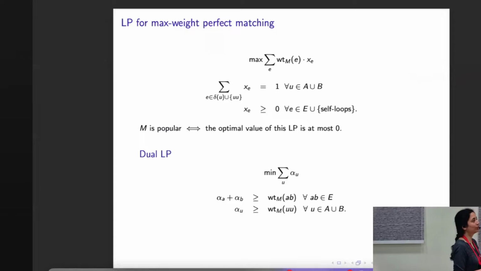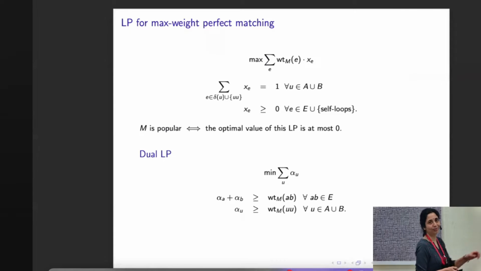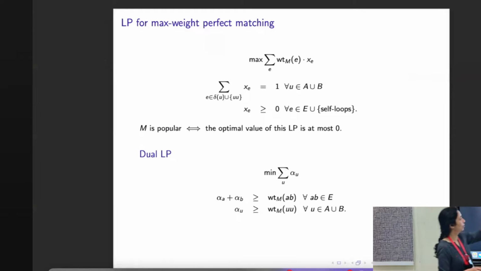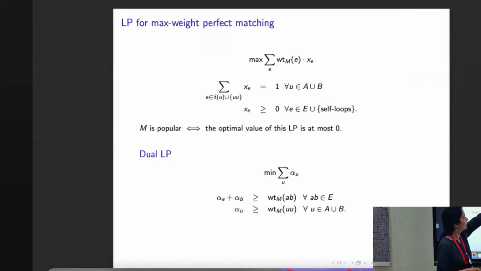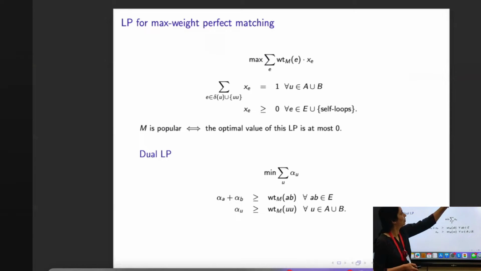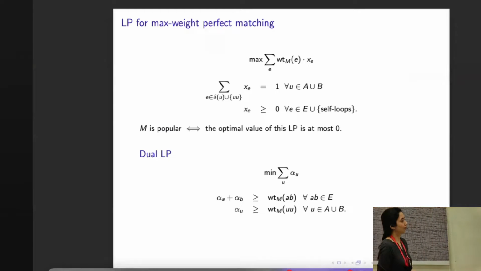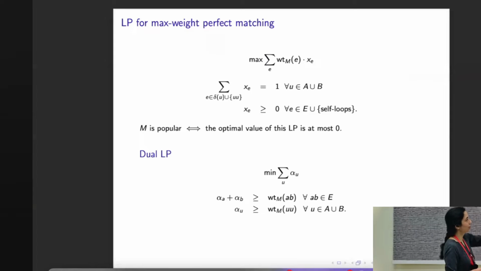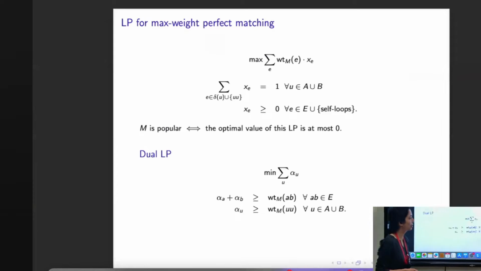Yeah, so let's look at the dual LP. So are all of you comfortable with writing the dual LP? So we need to introduce dual variables, one for every constraint here. Let's not bother about the non-negativity constraint. So the dual variables are one for each of these equalities. Alpha sub u is a dual variable corresponding to the constraint that every vertex has to be matched.